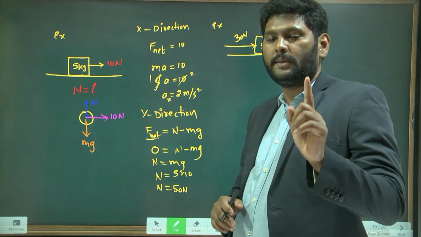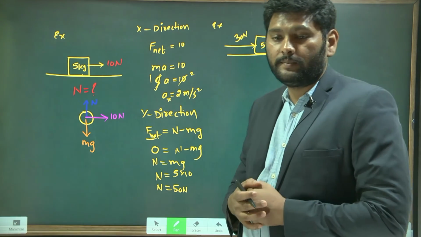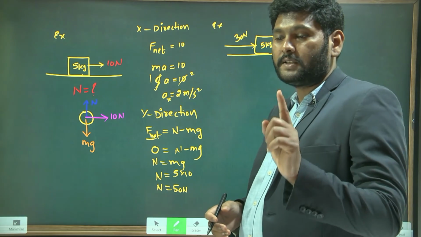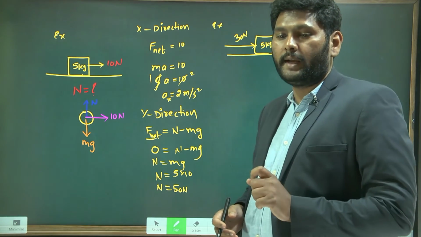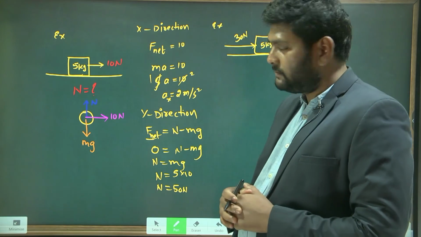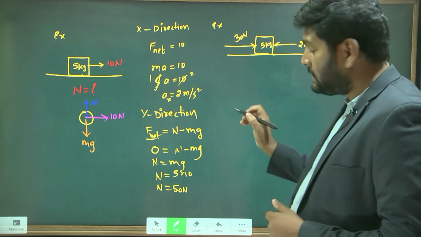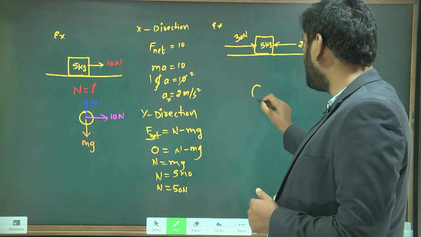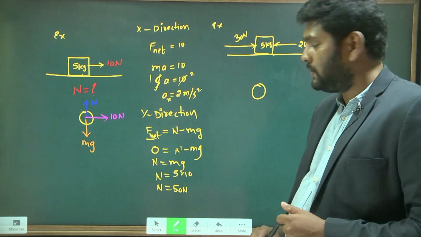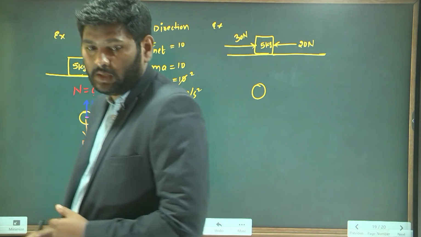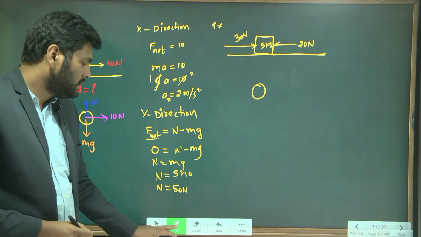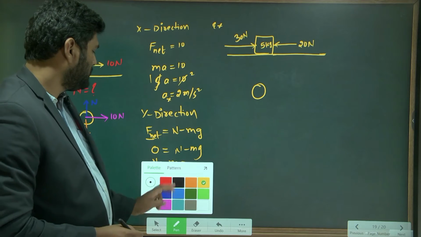What is the first step in writing the free body diagram? Yes, sir. What is the first step in writing the free body diagram? First step is Newton's second law. Yeah, first step is to isolate the object. Okay. After isolation, what do we need to do?